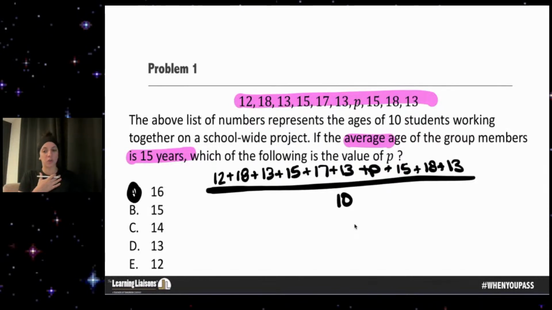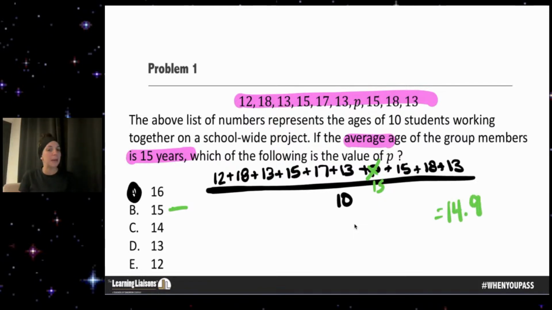So if you have been around for any bit of time, you know that I always like to start in the middle with like B or C. I'm going to start with B. So I'm going to do 12 plus 18 plus 13 plus 15 plus 17 plus 13 plus, instead of P, I'm going to do plus 15, plus 15 plus 18 plus 13, divided by 10. That equals 14.9.